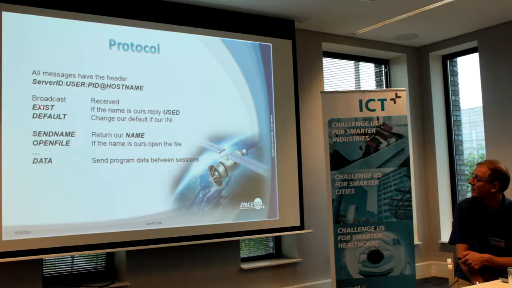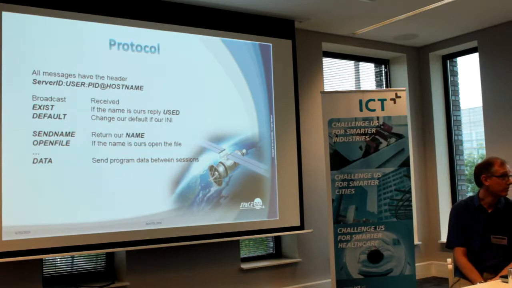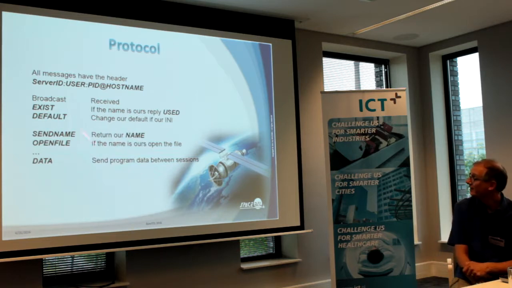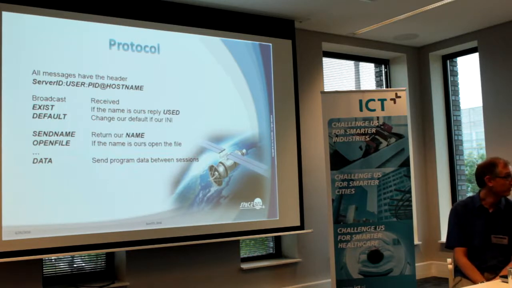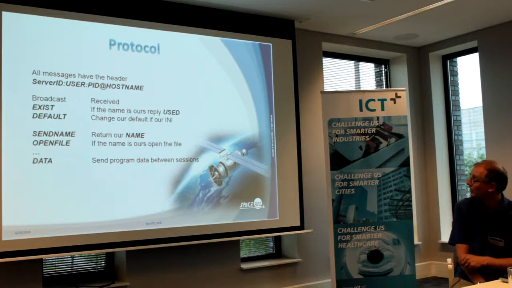So we basically have a very, very simple protocol. To check if the name exists, we send the message with the command exist, and if the name is used, the server just sends back the message used, and we don't use it. The same thing for default. If an ini file, we just change the default. That's about it. There's just 3 messages, with the used message coming back.